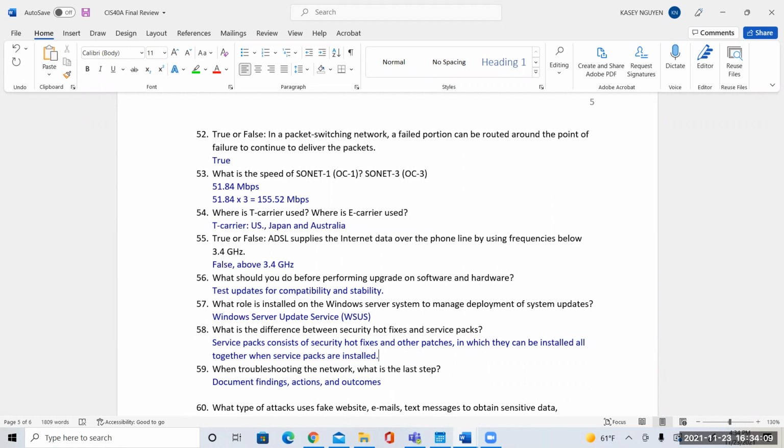When troubleshooting on the network, what is the last step? So make sure we know the troubleshooting steps. It's the same in A+ as Network Plus. Document findings, actions, and outcomes. So you identify the problem, you come up with the theory for the cause, right? You test the theory and then implement solutions. You test implemented solutions, then you document.